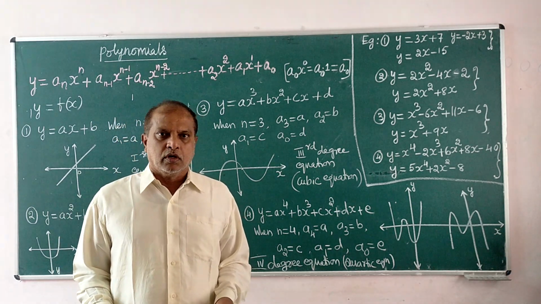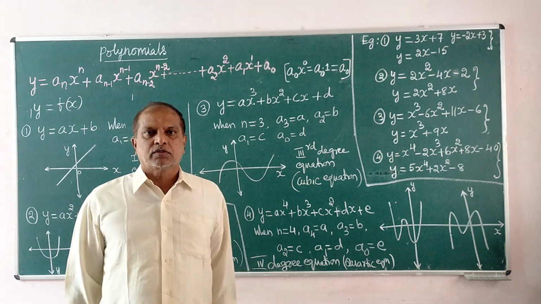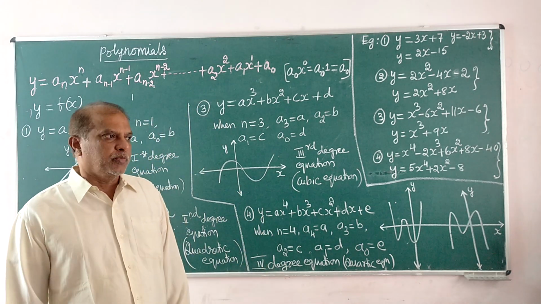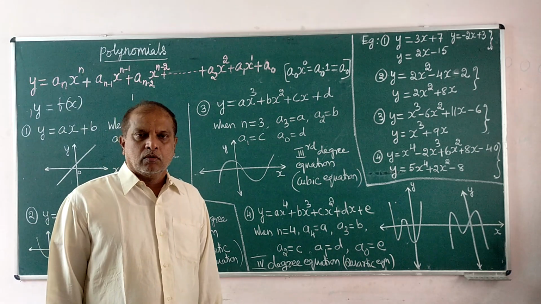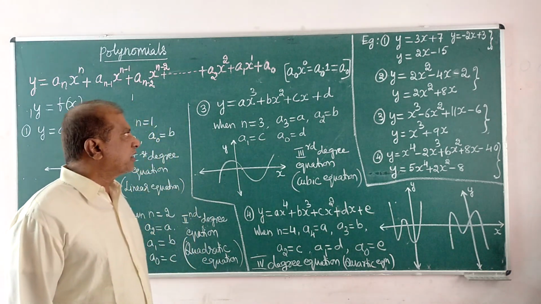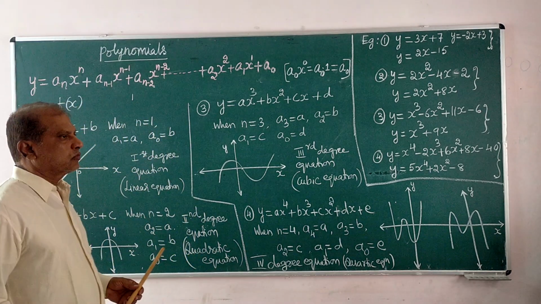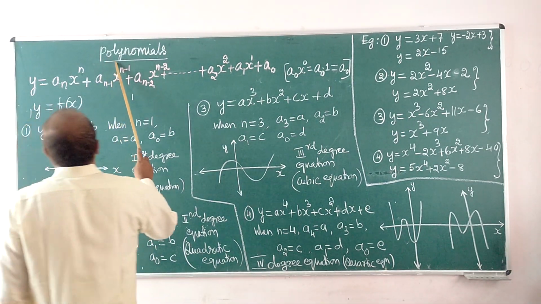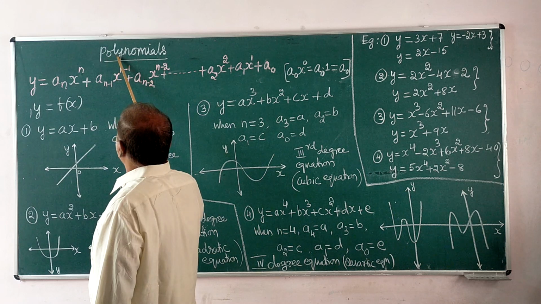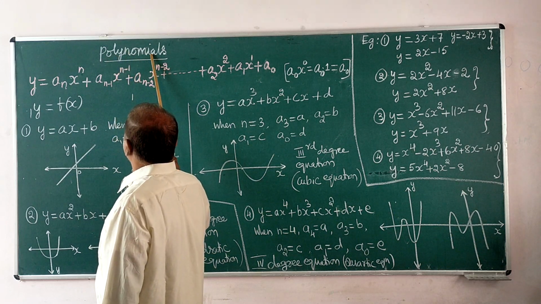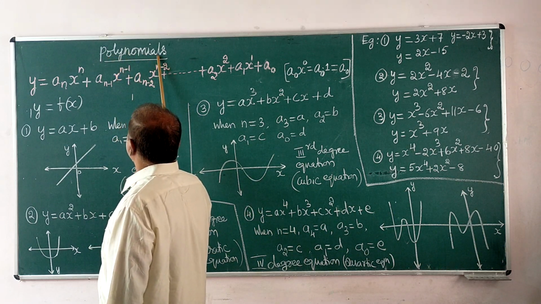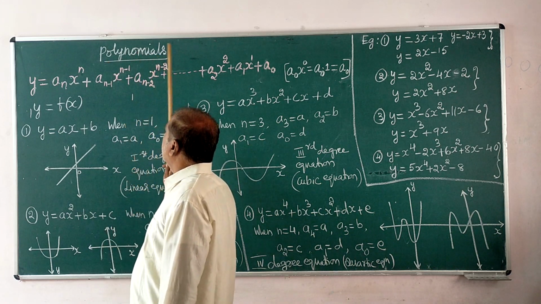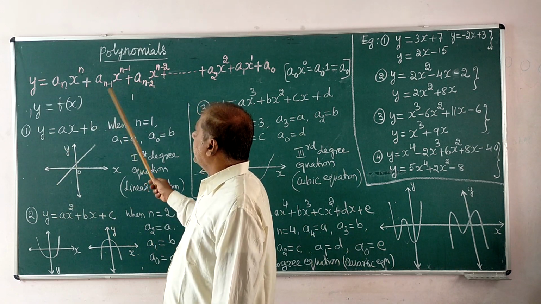Today's discussion is on polynomials. Let us understand the meaning of polynomials. Polynomial is an algebraic expression. The meaning of polynomial: poly means many, nominal means term. Many terms. Altogether, the meaning of polynomial is many terms.